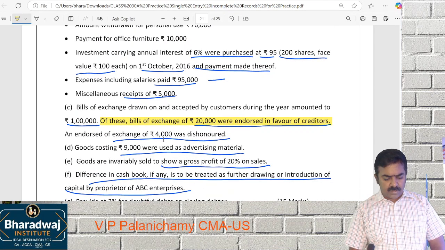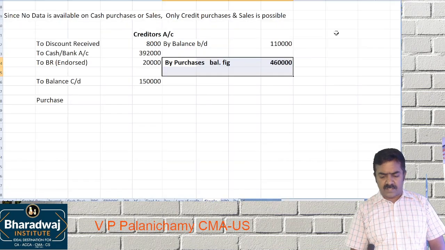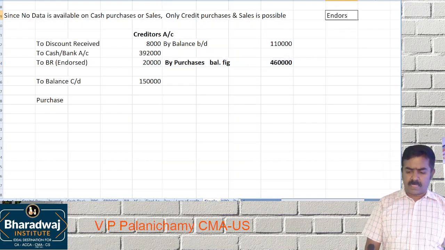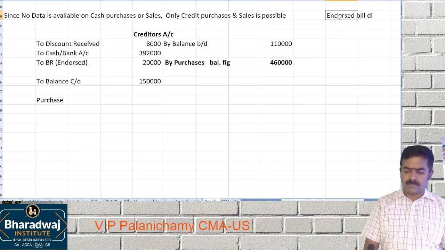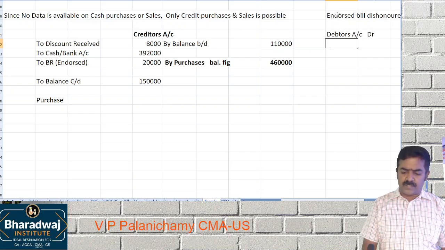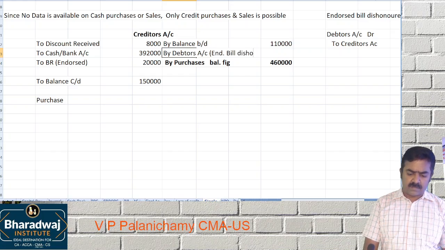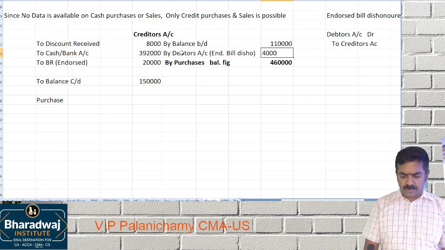Wait, there's one more thing: they have given endorsed bill dishonor. What is the journal entry for endorsed bill dishonor? What is the entry we will pass? Debtors account. Debtors to which account? Debtors account will also come, right? So, by debtors account, endorsed bill dishonor. Endorsed bill dishonored how much? 4,000.